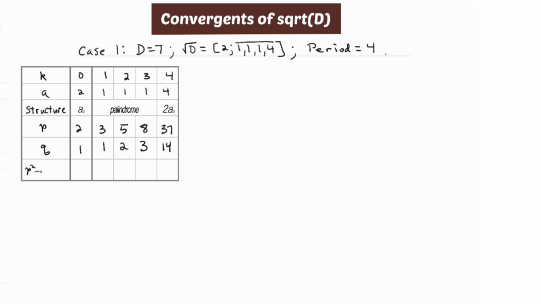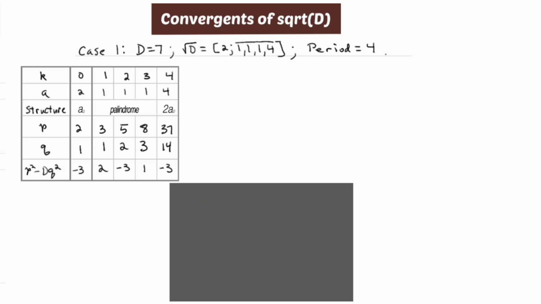In the bottom row, what we will enter is p squared minus d times q squared. Here are the values. Let's talk through one. In this column, p is 2 and q is 1. Also, d is 7, so p squared minus d times q squared equals 2 squared minus 7 times 1 squared equals 4 minus 7 equals negative 3. That's where this negative 3 came from.